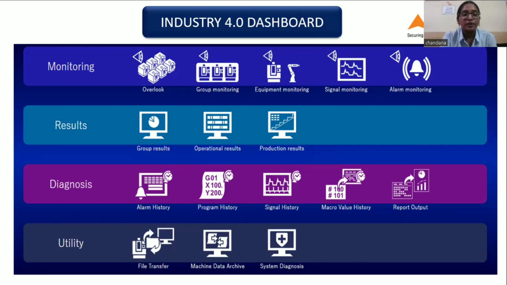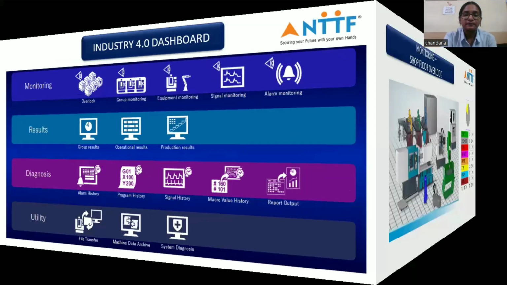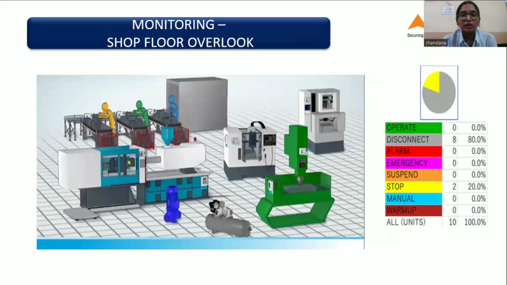Let's look more into monitoring, results, and diagnosis. This is monitoring over a shop floor. As we can see, on this side there's a panel board which has operate, disconnect, alarm, emergency, and so on, and they are all given a specific color code. Operate is in green color and this machine is green, so this machine is in operate mode. The disconnected machines are the rest of the machines present. Using this, we can find out which machines are in operate, manual, stop, or warm up mode.